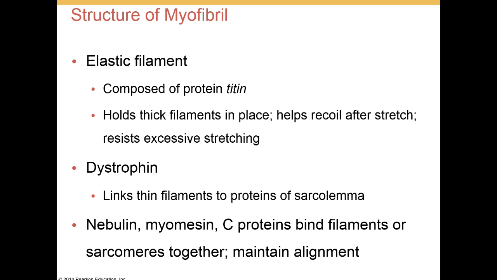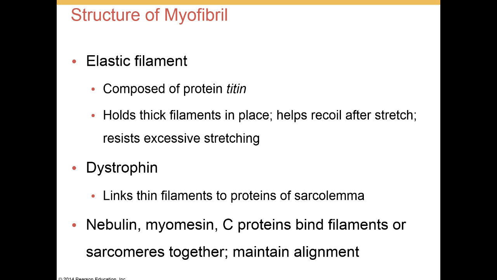Also, there's a protein known as dystrophin. Dystrophin will link the thin filaments, actually at the Z discs, up to the proteins of the sarcolemma. In essence, it links the myofibrils, those organelles inside the muscle cell, to the sarcolemma, the muscle cell membrane. So when the myofibrils begin to contract and generate force, they will pull on the sarcolemma, and that causes the entire muscle cell to become a little bit smaller.